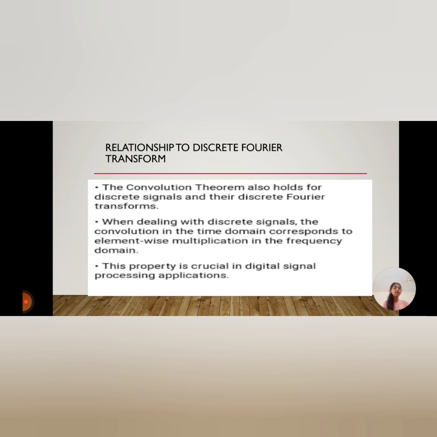Relationship to the discrete Fourier transform. The convolution theorem also holds for discrete signals and their discrete Fourier transforms. When dealing with discrete signals, convolution in the time domain corresponds to element-wise multiplication in the frequency domain. This property is crucial in digital signal processing applications.